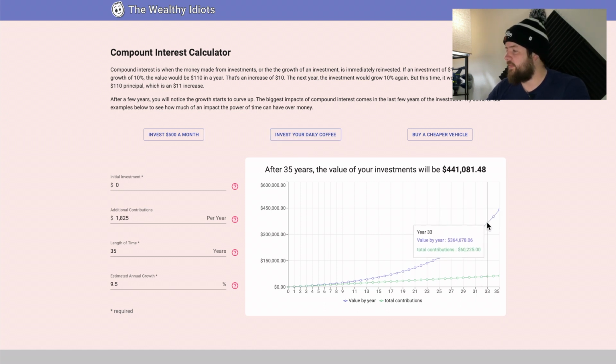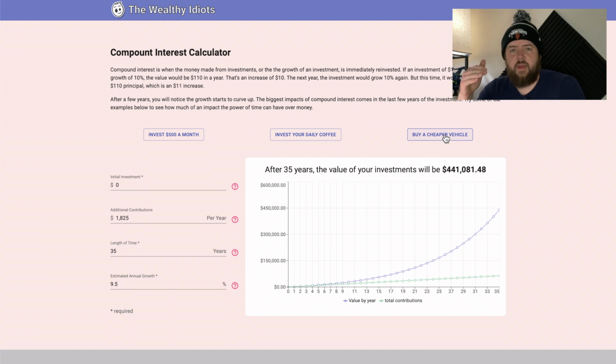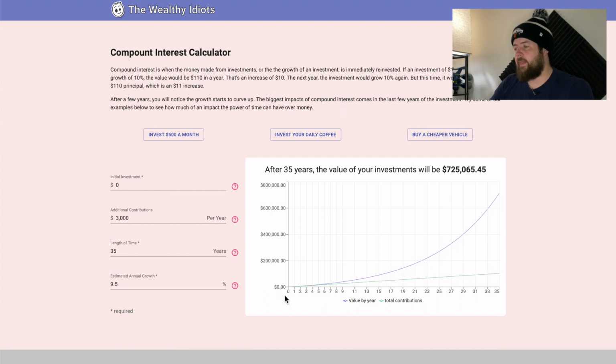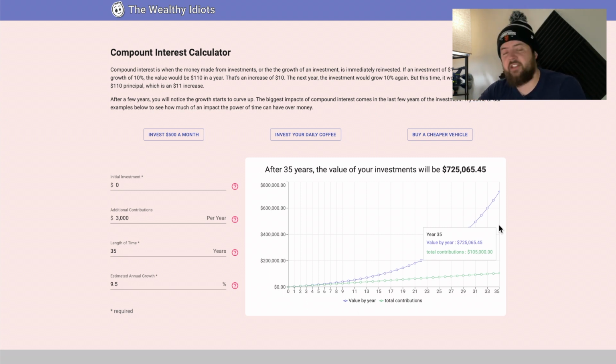And if you bought a cheaper vehicle, so what we did is we looked up the average person's vehicle, and we decided, what if we shaved $5,000 to $10,000 off that vehicle and then invested that instead? It turns out to be about $3,000 per year that we invest, and we hit $725,000. And you can see the difference in between. We put in $105,000 and the account will have $725,000 in it, with an average growth of 9.5%.